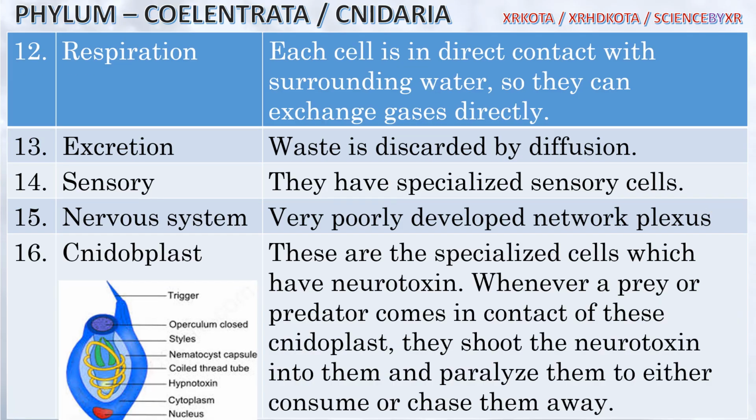Next is the cnidoblast. So this is the cnidoblast, and because of that they got their name Cnidaria. This is a special type of cell in which the neurotoxin is filled, and there is a folded tube in it. No sooner does any prey or predator come close to it, this is the trigger. As soon as anything touches it, the tube will shoot out and inject the neurotoxin.